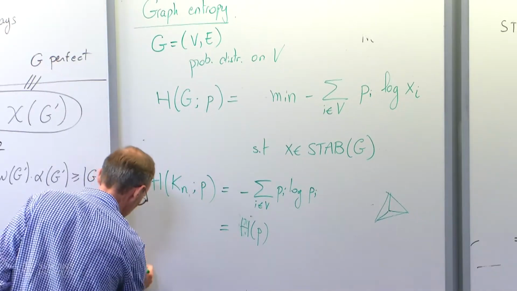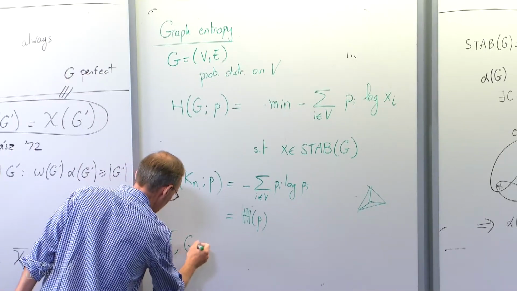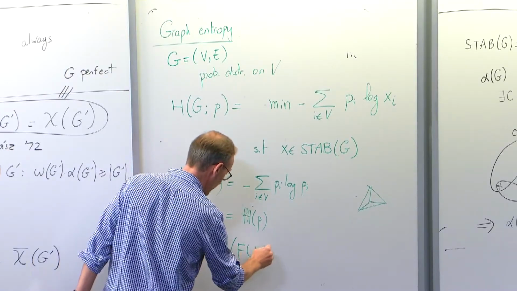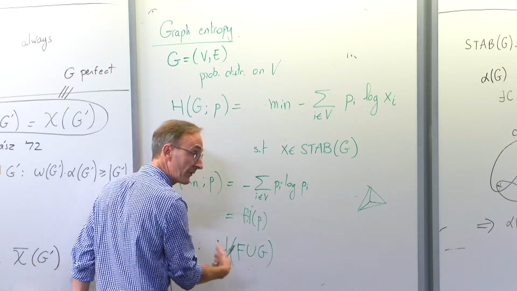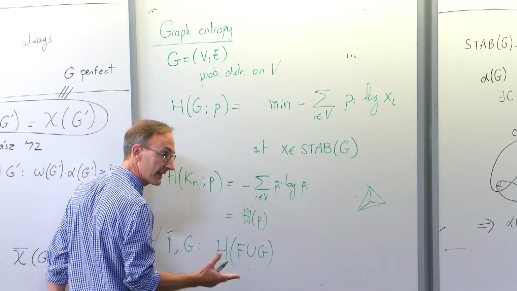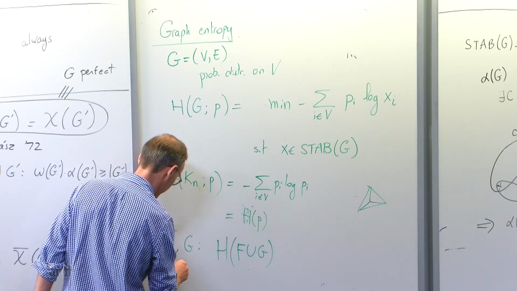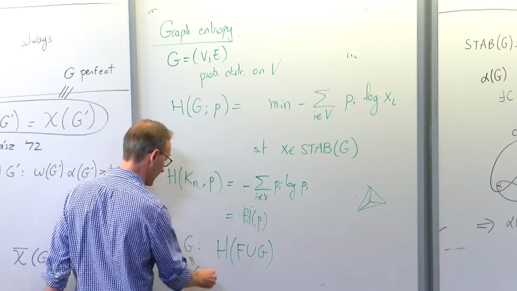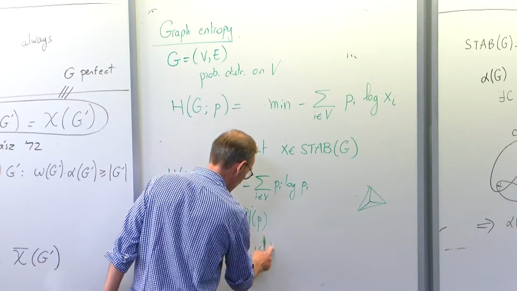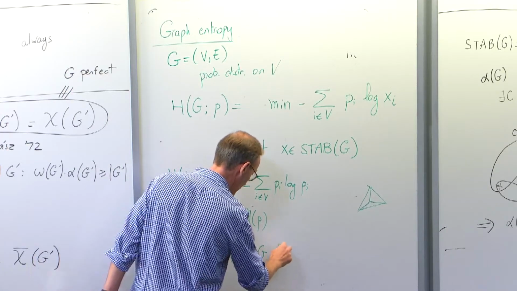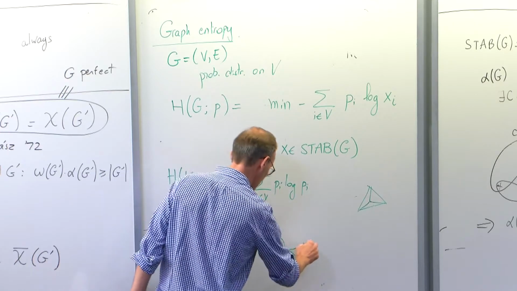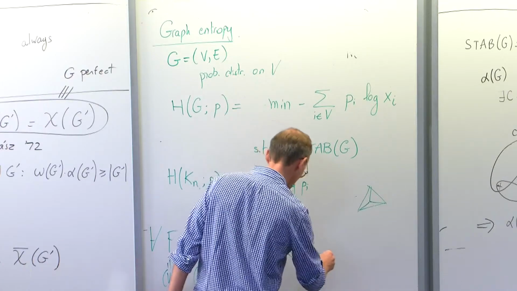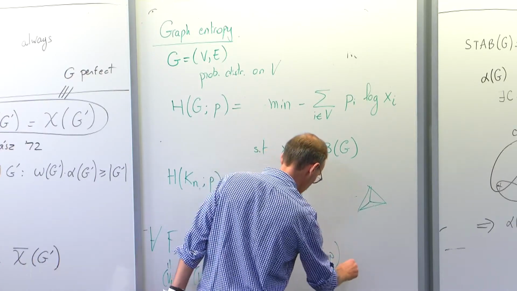One thing that one can show is that for any two graphs F and G, the entropy of the union, and by union I mean just take the union of the edges, so these are two graphs on the same vertex set, is at most the sum of the entropies.